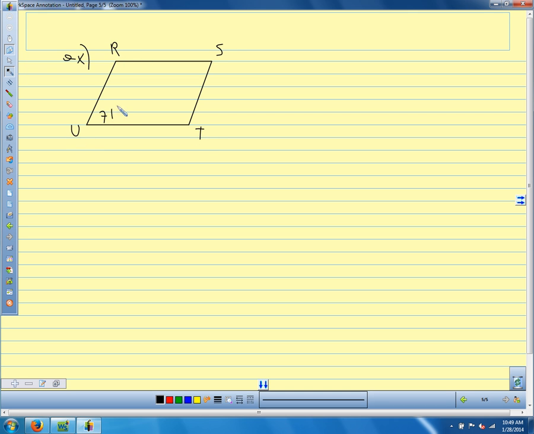And this is 71 degrees. In our book, they use this little symbol for parallelogram. So when you see that little symbol, that means parallelogram. So we know that RSTU is a parallelogram. We want to find the measure of angle R. So we're looking for this angle.